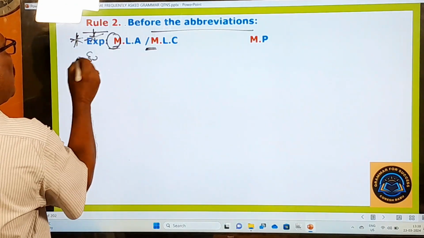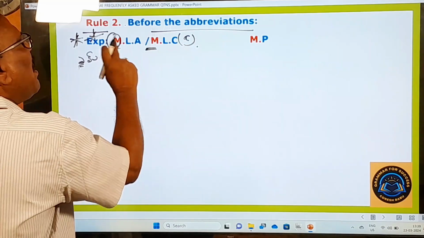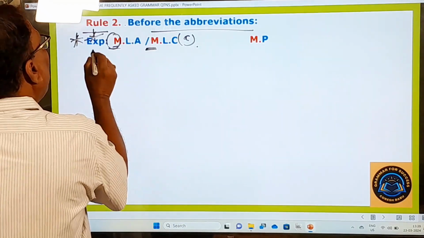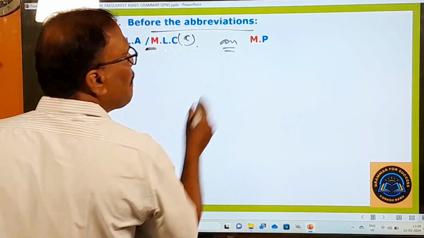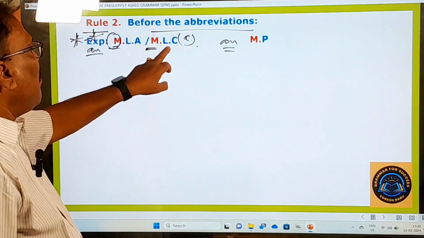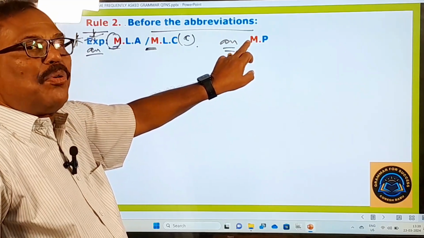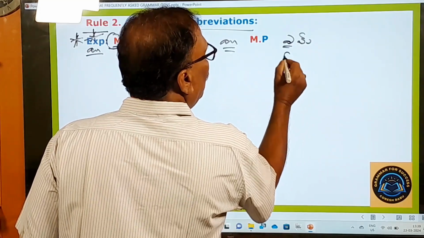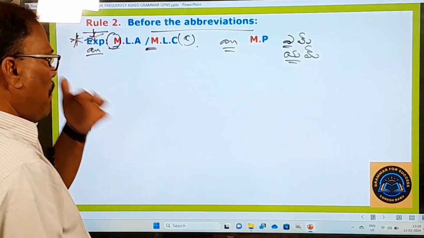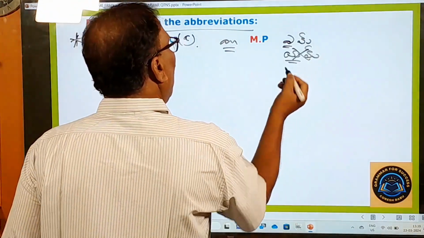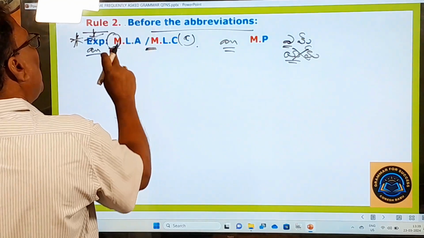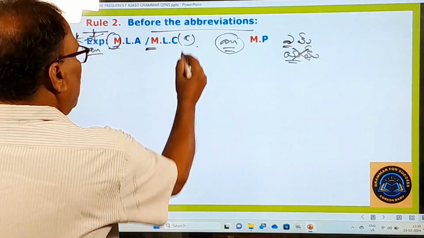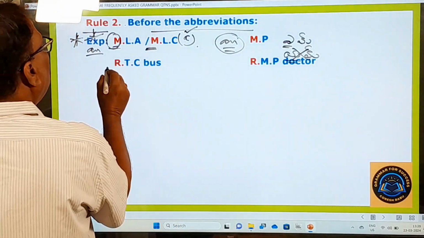"E" sound is there. MLA, a vowel sound is there in them. And that's why, what do you say? You use an MLA, an MP, an MLC, because in this M, you don't say "yum", but "em". Just now I have written this. You don't say "yum". Okay, an MP, an MLA. So this abbreviation is beginning with a vowel sound, and that's why you are using an before that. Okay. And let's go to the next one. RTC bus. Again, an.